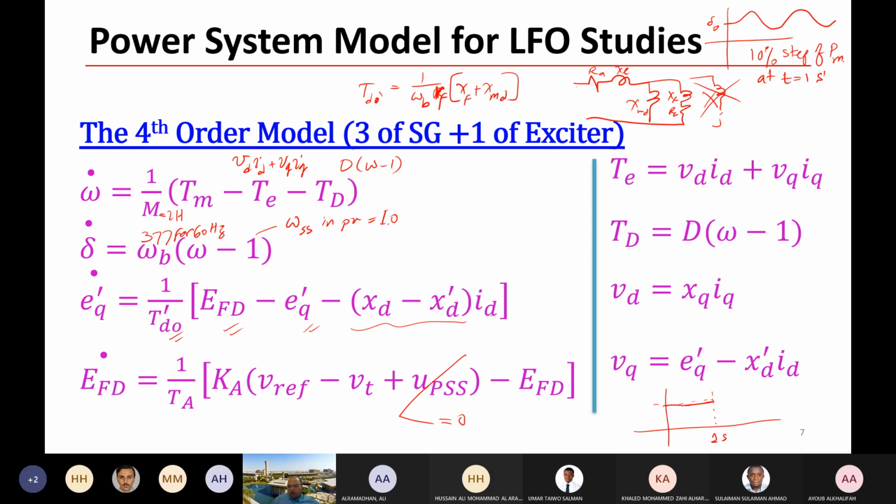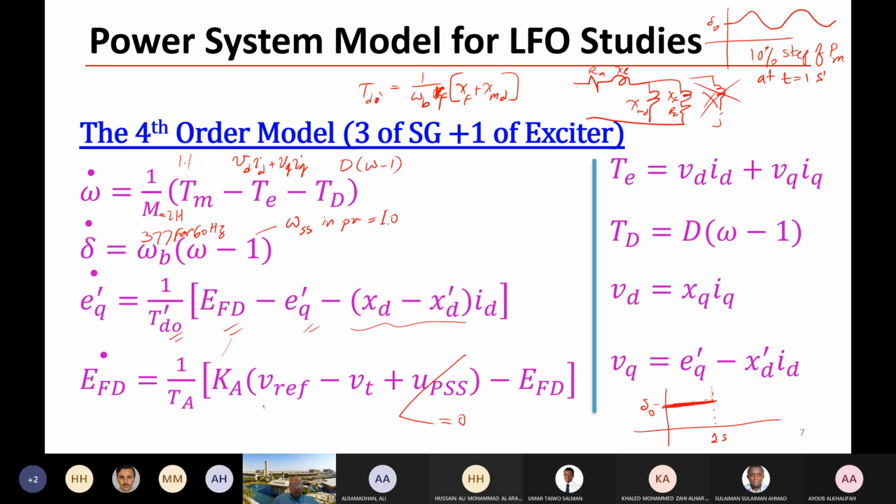So delta will be constant, no change. This is delta 0. If you have a step input here of 10%, the mechanical power was 1 per unit, for example, at t equal to 1, it becomes 1.1 per unit. So you can go to these differential equations and solve for t equal to 1 second. Then you increase the mechanical power. Instead of 1, you put 1.1. Maybe this is for 2 seconds, for 3 seconds, and then it comes back to 1.